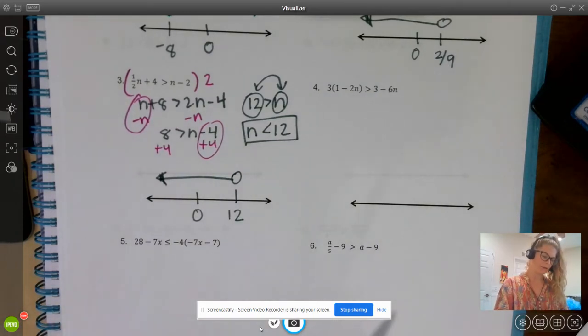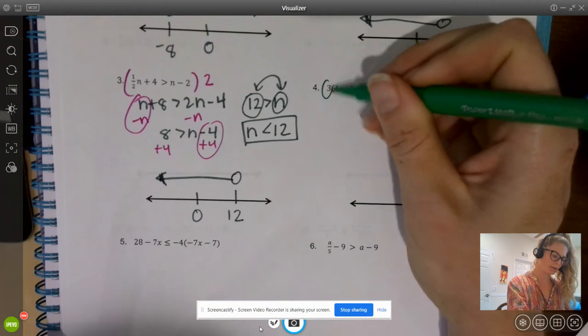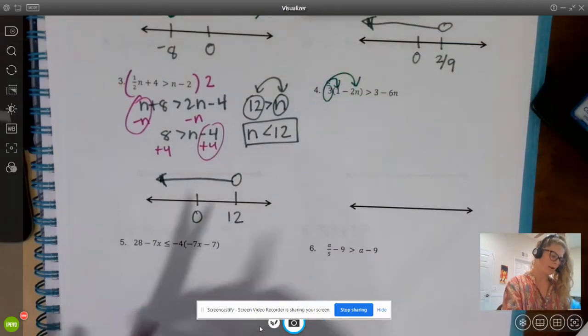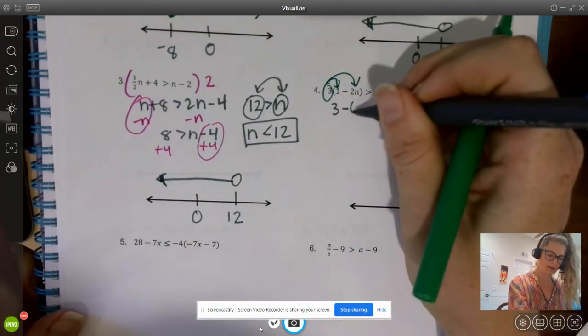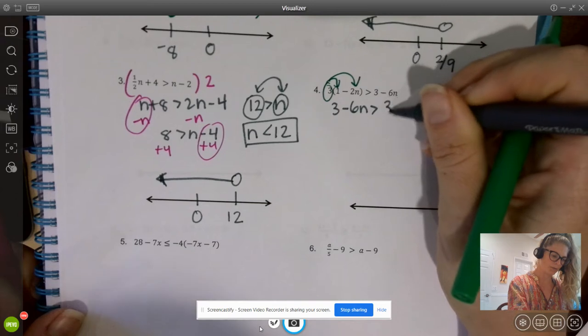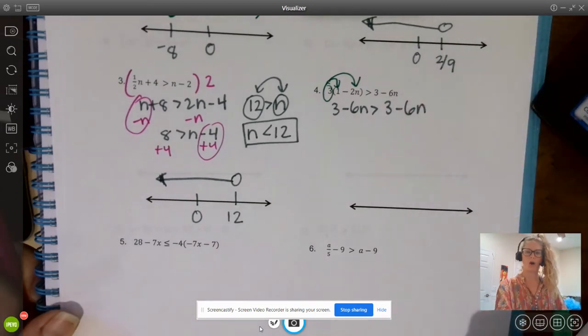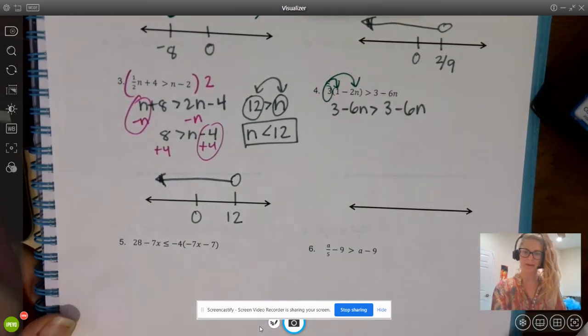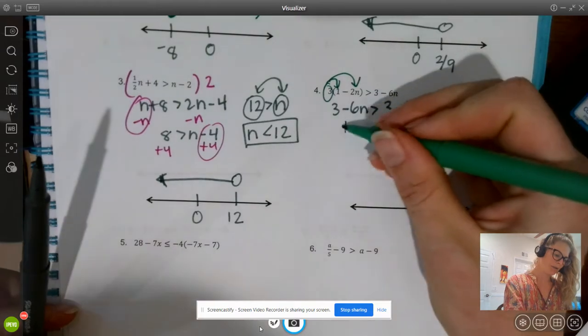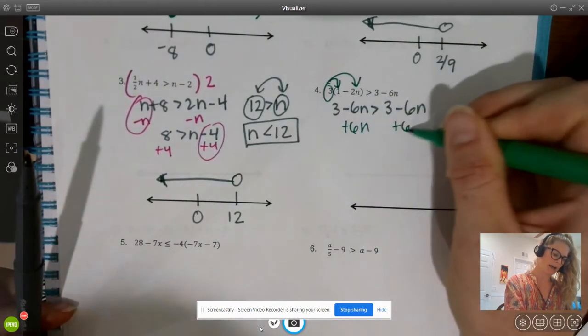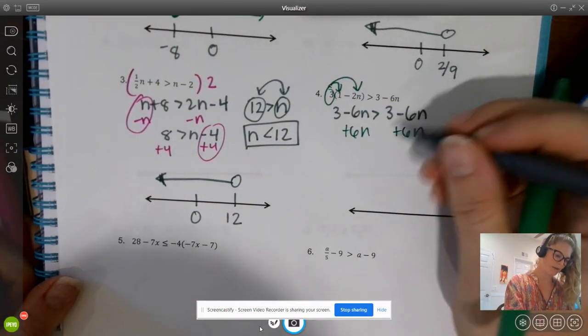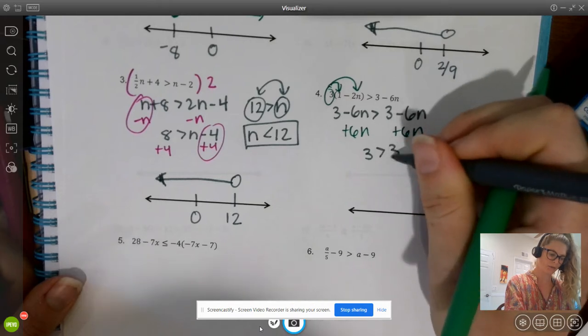Okay, number 4. Taking a look here, I'm going to distribute this 3. When I do that, I get 3 minus 6n is greater than 3 minus 6n. Whoa, deja vu a little bit? Well, let's see. If you were going to add 6n to both sides, I end up with 3 is greater than 3.